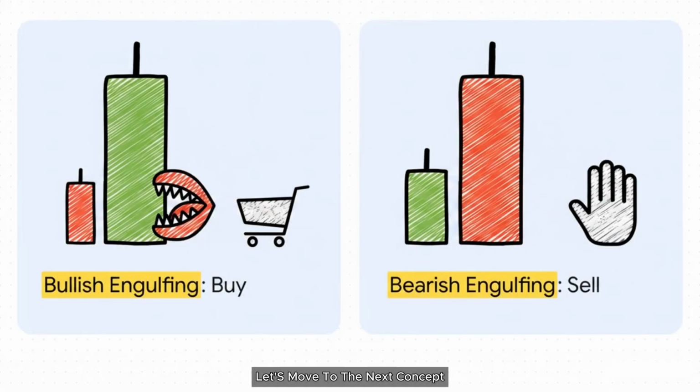Let's move to the next concept and see how this builds on what we already know. Compare these two patterns side by side. Earlier, we saw the bullish engulfing, where a bigger green candle eats up a smaller red one, signaling a buy. Well, the bearish engulfing pattern is just its mirror image. Here, a green candle is completely engulfed by a massive following red candle. When you spot this bigger red candle completely dominating the chart, that is your signal to sell.